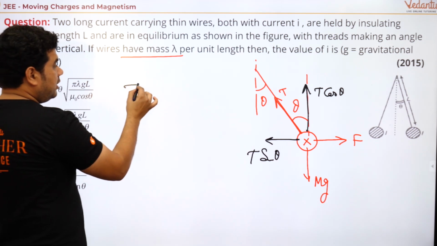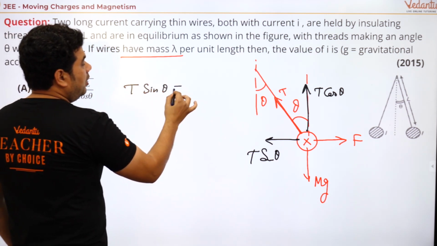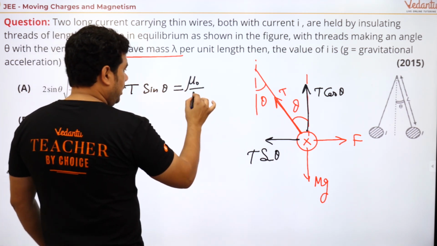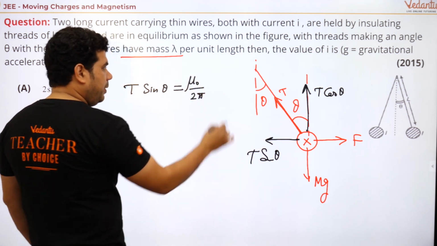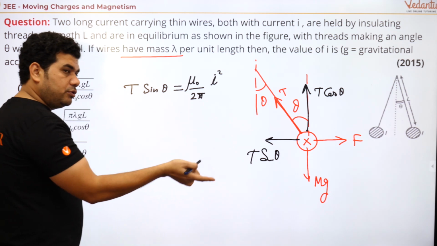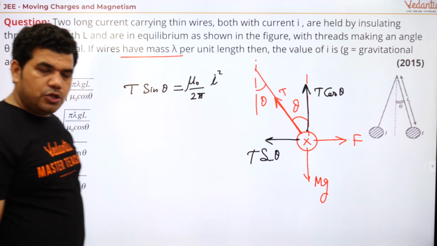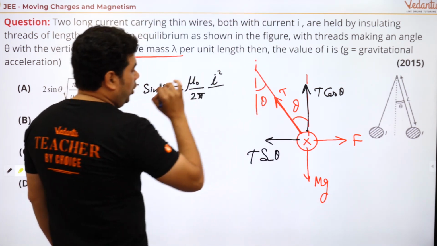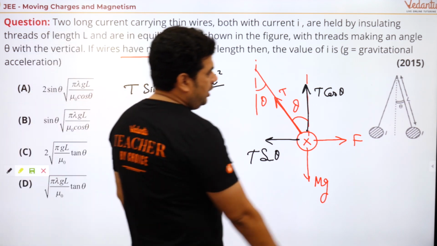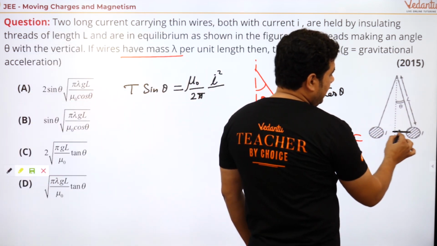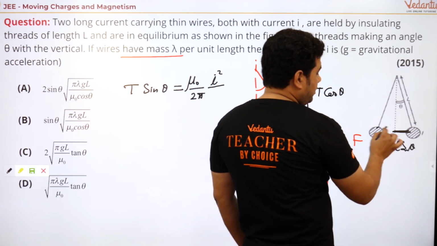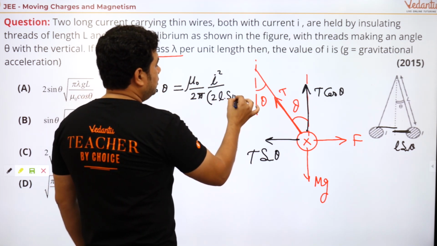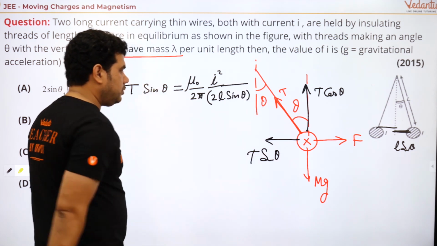Now what will happen? T sin theta will balance magnetic force. And what is the magnetic force? Per unit length force is mu naught upon 2 pi I1 I2, means I1 into I2. Both currents are the same, so I into I is equal to I square, upon D. What is D here? See, this length is L, so this length is L sin theta, and this also L sin theta. So here 2L sin theta. Got it?